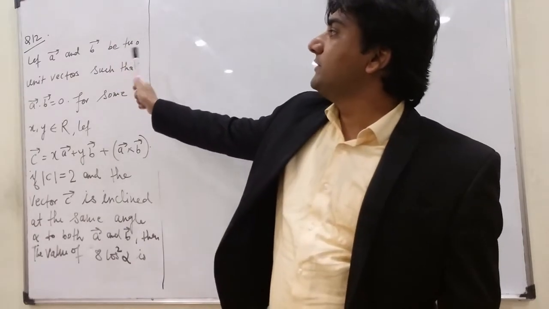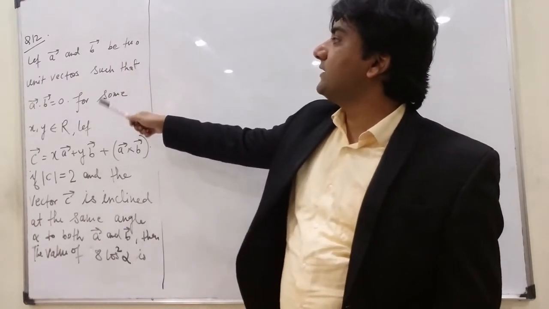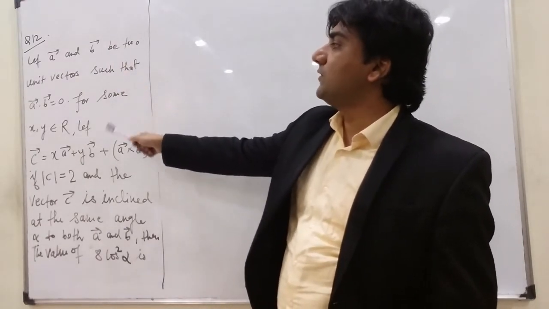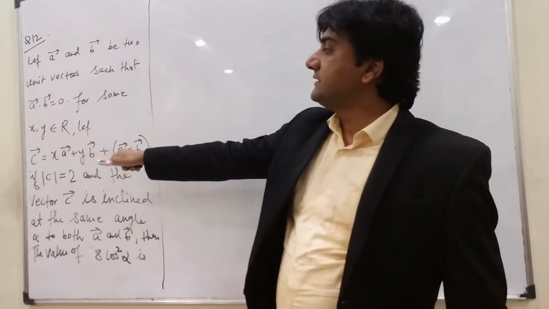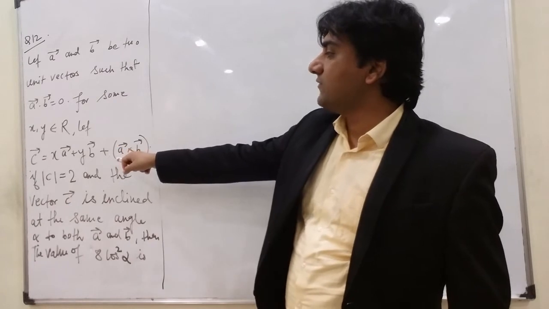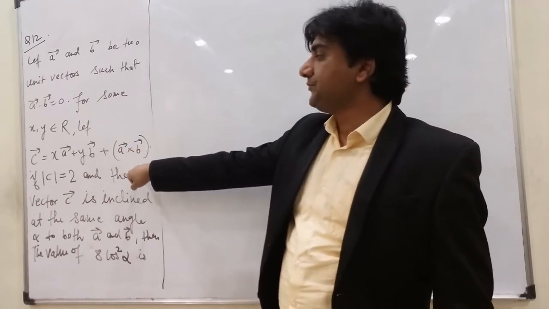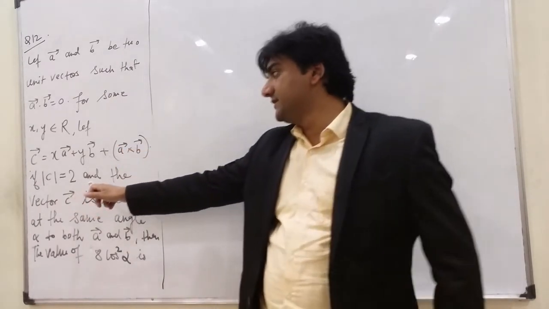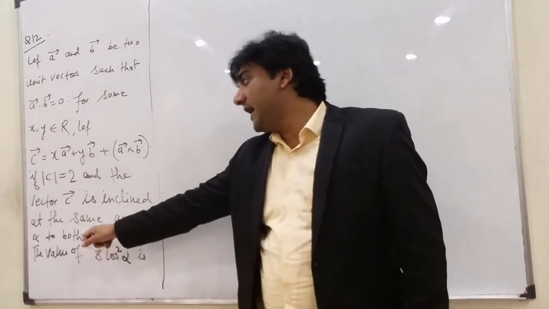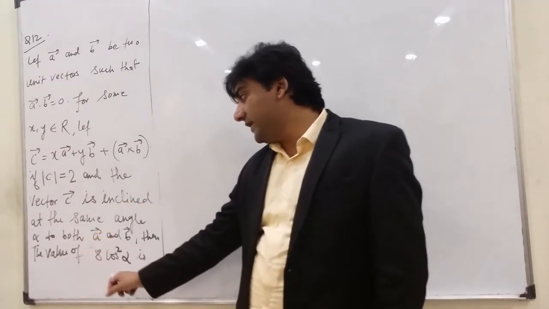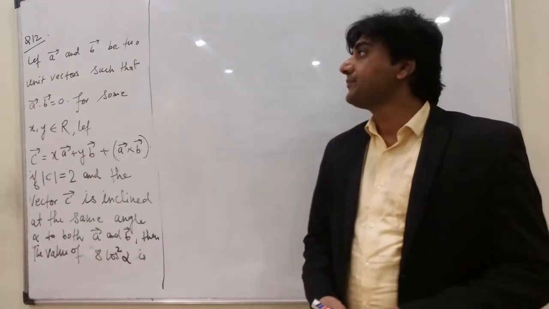Okay, now we are going to solve question number 12. Let A and B be two unit vectors such that A dot B equals 0. For some x, y belongs to R, C equals xA plus yB plus A cross B vector. If the modulus of C is 2 and vector C is inclined at the same angle alpha to both A and B, then the value of 8 cos square alpha is what?